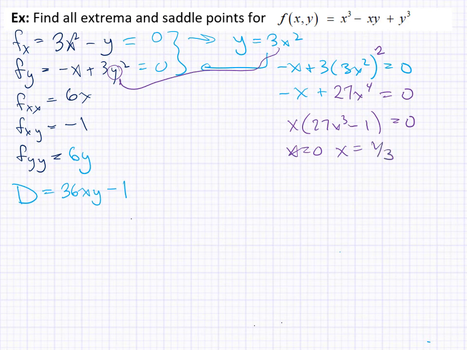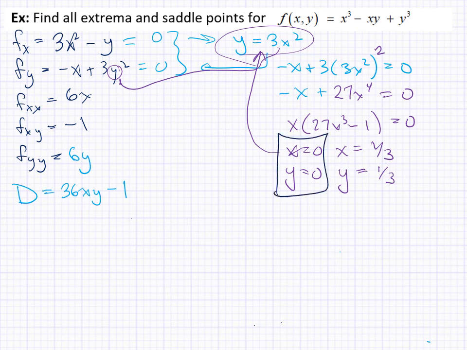So I have two x's. Each of those then have to go back to where it came from, which is here. So if x equals 0, we're going to get y equals 0. If x equals 1/3 in here, we're going to get y to be 1/3 squared is 1/9 times 3 would be 1/3. So I have two critical points, 0, 0, and 1/3, 1/3. So now I'm going to test each of those.